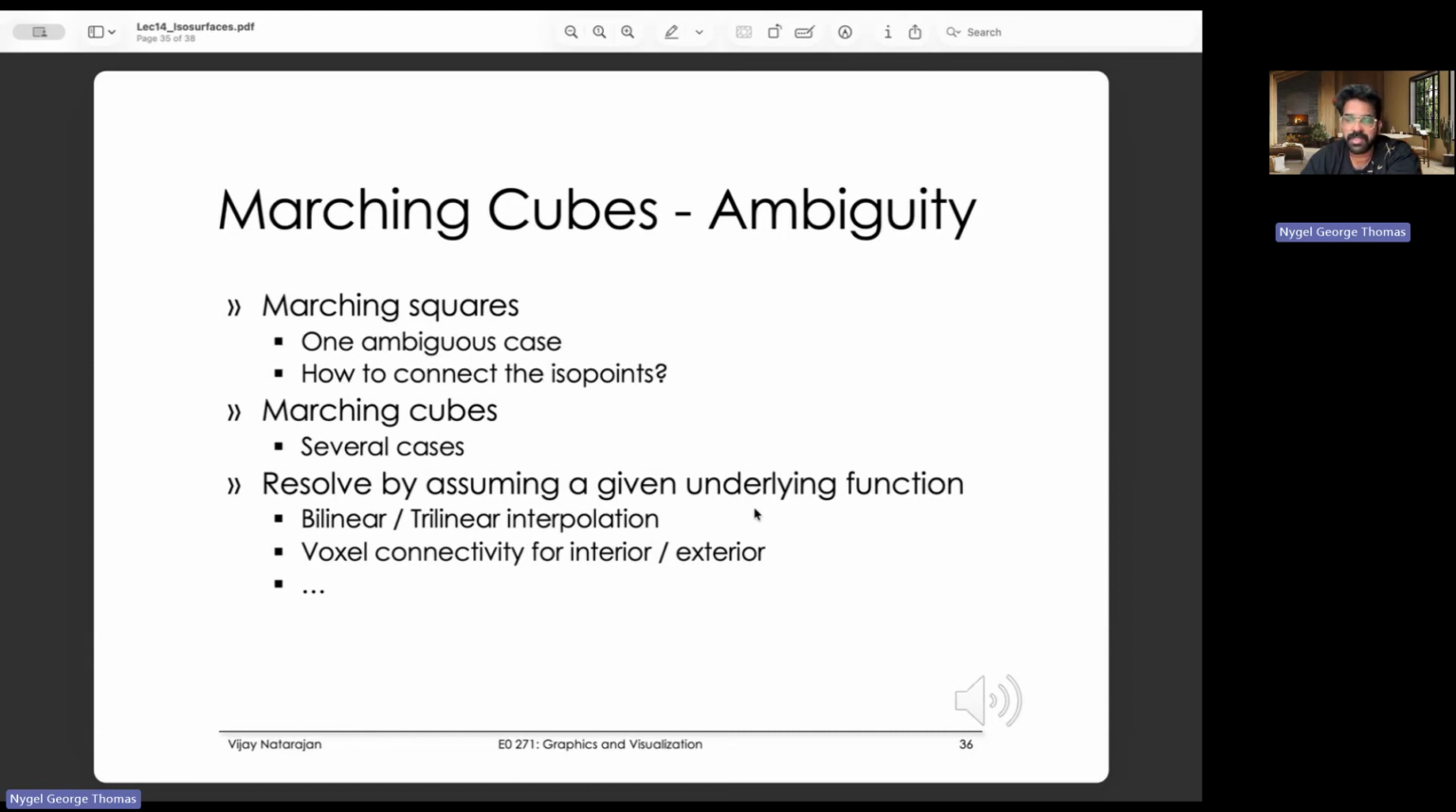We solve this using the asymptotic decider. For marching squares, the asymptotic decider settles the issue in most cases. For marching cubes, there could still be some cases which are not resolved by the asymptotic decider. So we have techniques which are based on trilinear interpolation and understanding the voxel connectivity between the isopoints which are lying in the interior or exterior of the isosurface. So there are multiple ways of doing this.